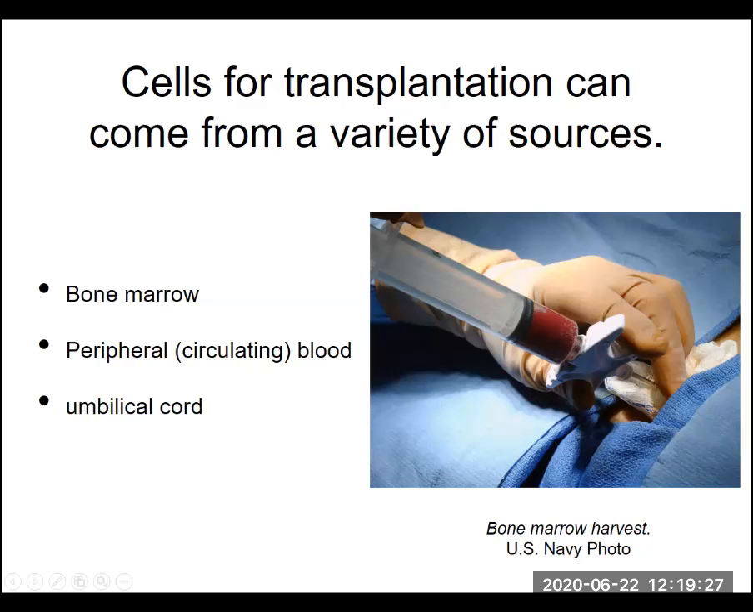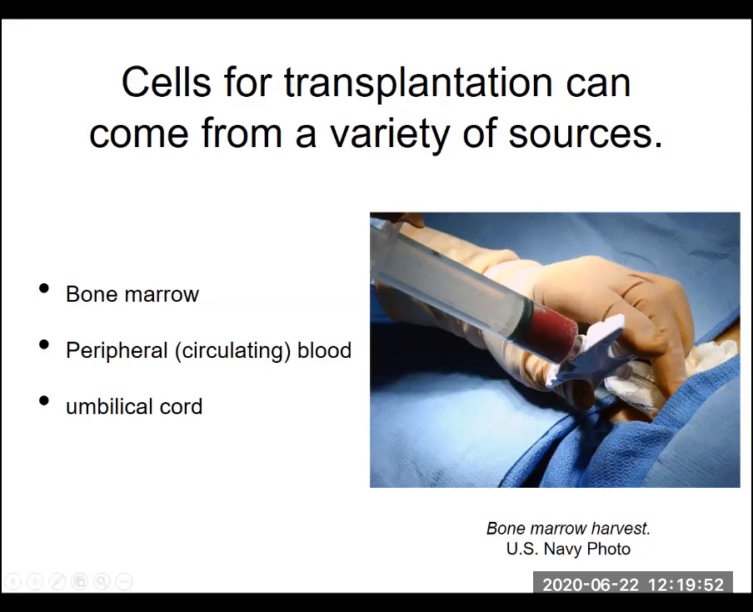There are some ways in which you can do it from peripheral circulating blood. And so you basically go in as if you were going to be doing a blood donation. And they've got a special machine that isolates the cells that they need from the circulating blood. Or more recently, there are specialized cells within the umbilical cord that can be harvested and grown and used as a source for these cells.